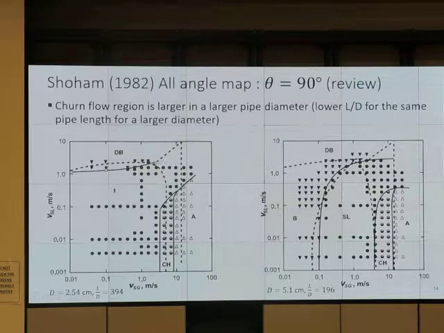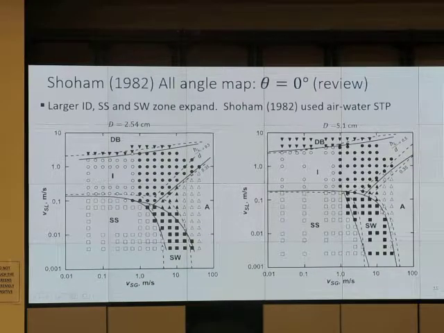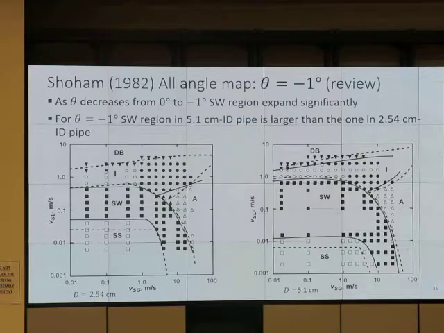Transition H has to stop somewhere here, not all the way there. Transition H over there is not that correct, but it's good for low VSL. Let's take a look from 0 and down. This is 0 degree downward. At -1, oh look, stratified wavy stays on top of stratified smooth. It expands a lot. That is transition K.